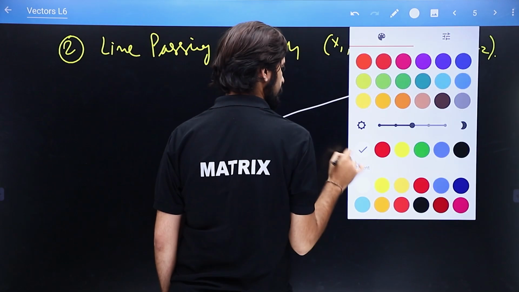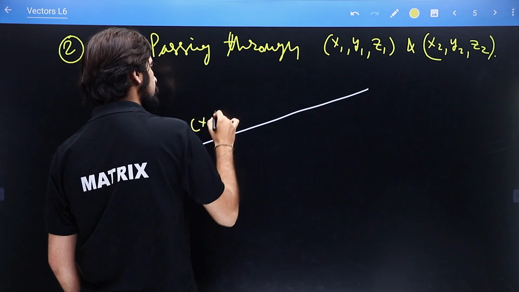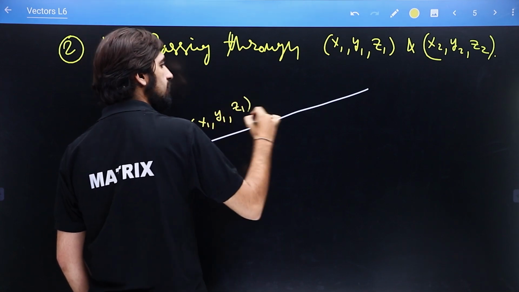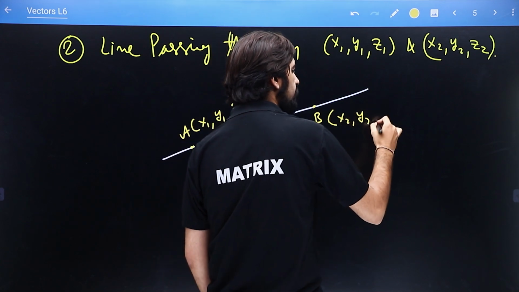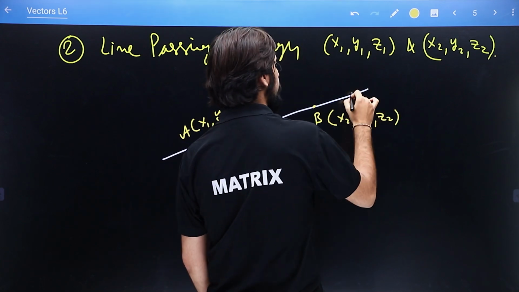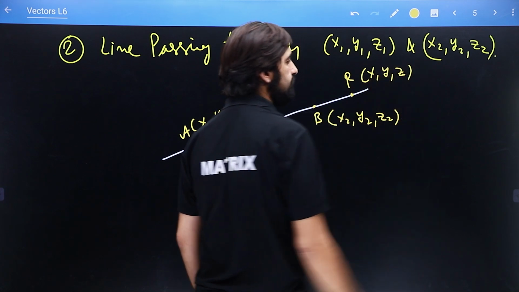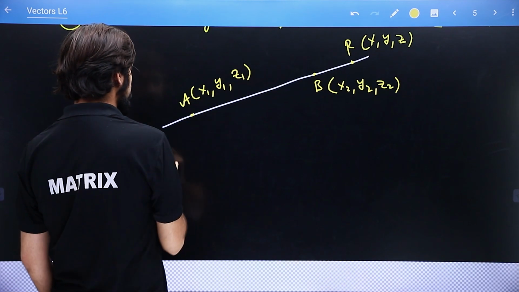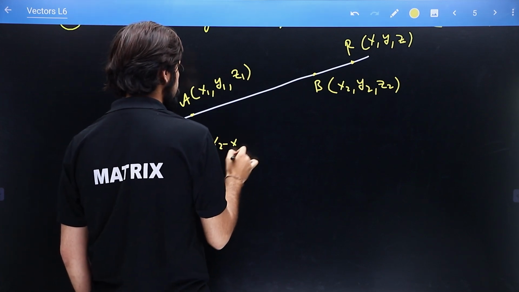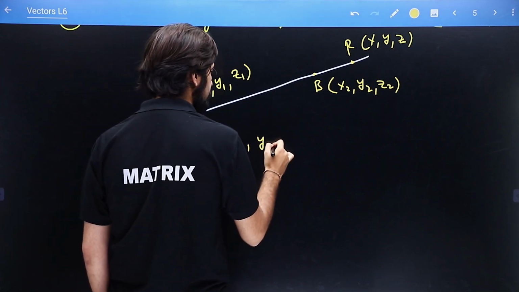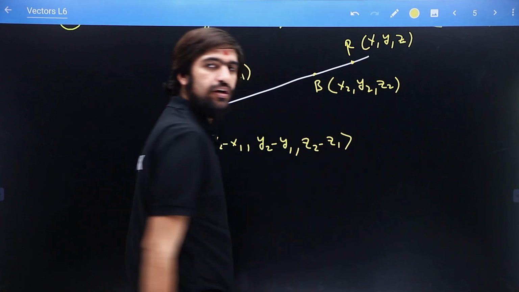Even though the vector is not given, we can find a vector. So this is your point A, x1, y1, z1. This is your point B, x2, y2, z2. And you can write any point R which represents the whole line, x comma y comma z. Now what can we write? We can write the AB vector first. What will be the AB vector? This will be x2 minus x1, comma y2 minus y1, comma z2 minus z1. This will be your AB vector.